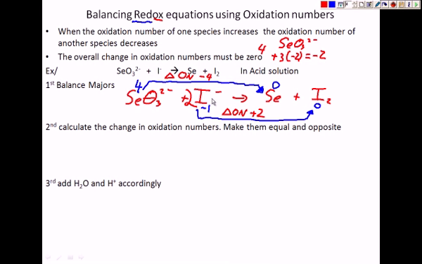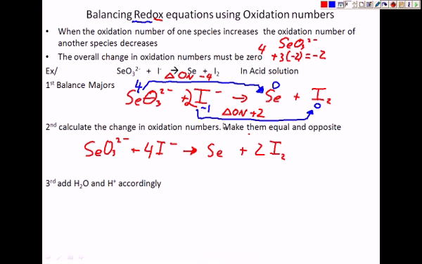Okay, so we've calculated the change in oxidation number. Now we need to make them equal and opposite. So if this one is gaining 4 electrons, this must be losing 4 electrons. So we need to multiply this half reaction by 2. Okay, so I'm going to do that right here. SeO3 2 minus plus, now I'm going to multiply this by 2, so it's going to be 4 I minus, makes Se plus 2 I2.